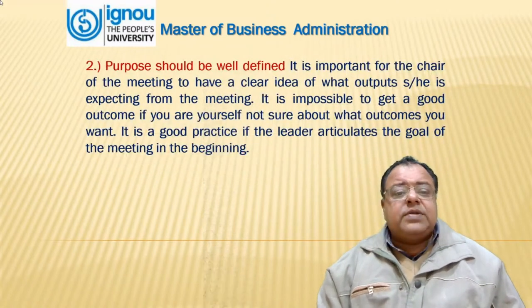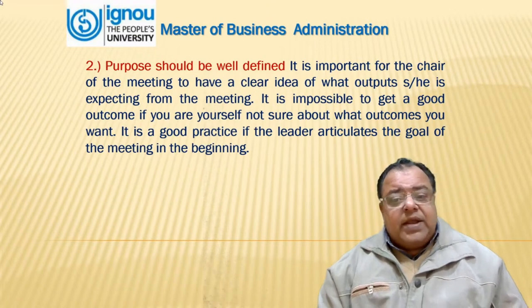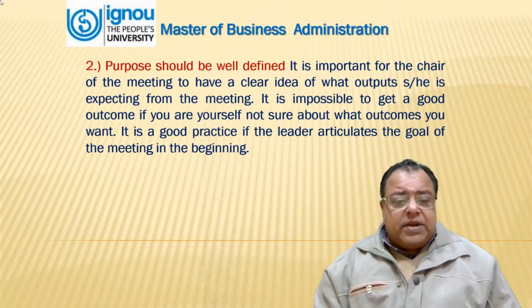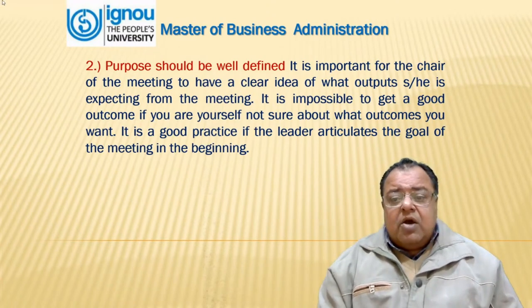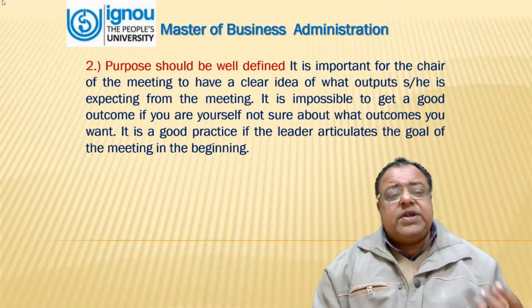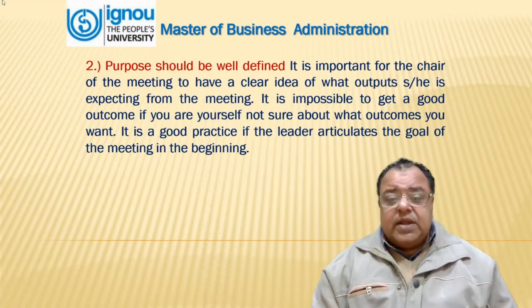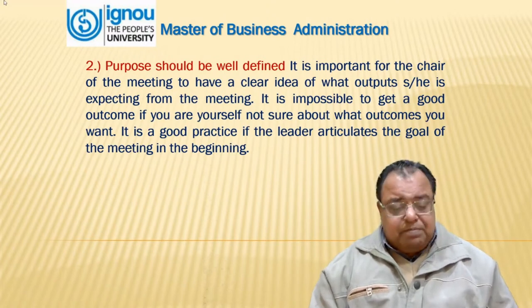Second one is purpose should be well defined. It is important for the chair of the meeting to have a clear idea of what outputs he or she is expecting from the meeting. It is not possible to get a good outcome if you are yourself not sure about what outcomes you want. It is a good practice if the leader articulates the goal of the meeting in the beginning.